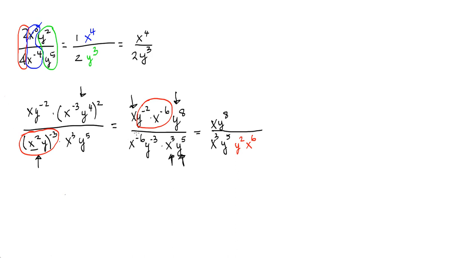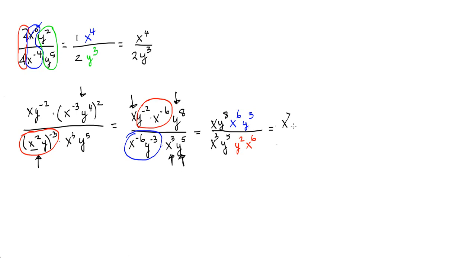Now look at the bottom. I've got this set of terms here, this set of factors. X to the negative 6, y to the negative 3 is going to move to the top as an x to the 6th, y to the 3rd. Okay? Now we can use our product rule. X times x to the 6th is x to the 7th.